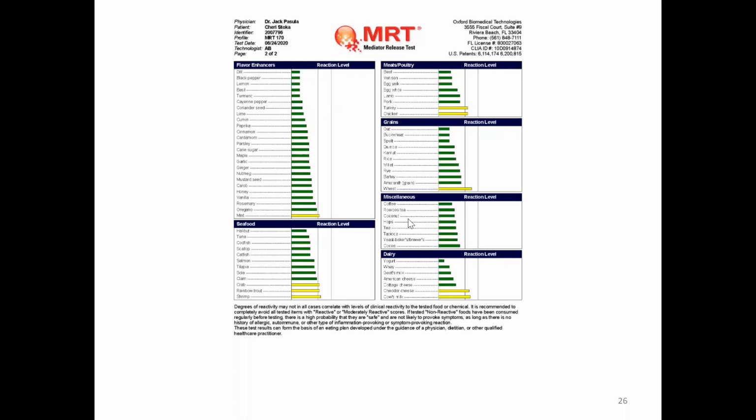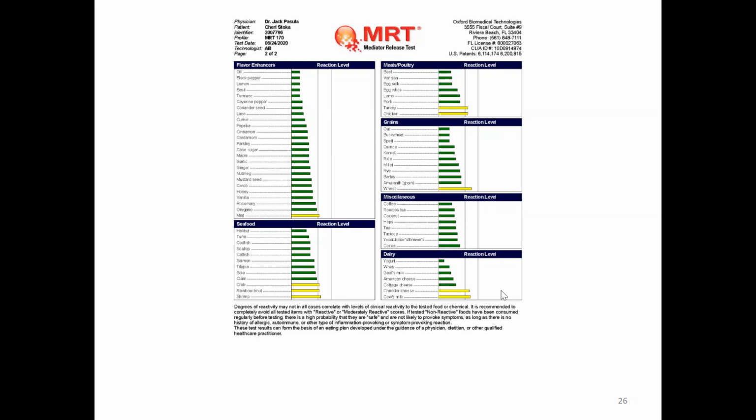So then we have miscellaneous, which is some of the beverages, coffee, teas, brewers yeast, etc. Mine were all fine there. This section here is seafood. So I had some that I need to stay away from. And then there's the dairy section. So I know that I don't do well with dairy. I haven't eaten dairy in a while, but this is a section that can be very confusing.